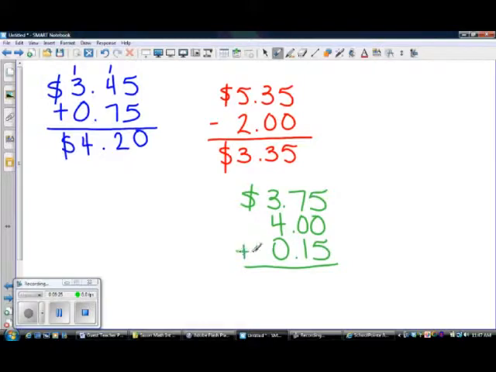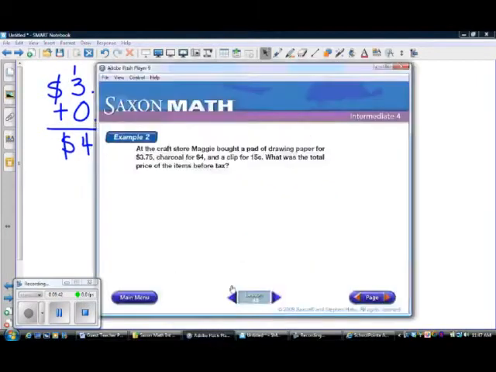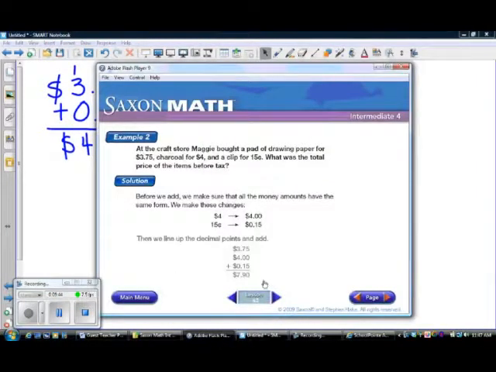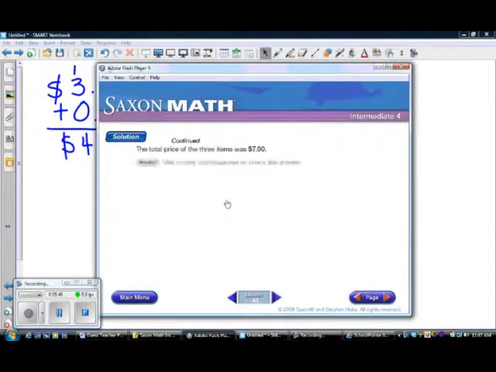All right. So I had to write $4 as 4.00 and had to write 15 cents as 0.15. 5 and 5 is 10, 7, 8, 9. Stop, drop, decimal point. 7. Don't forget your dollar sign. $7.90.